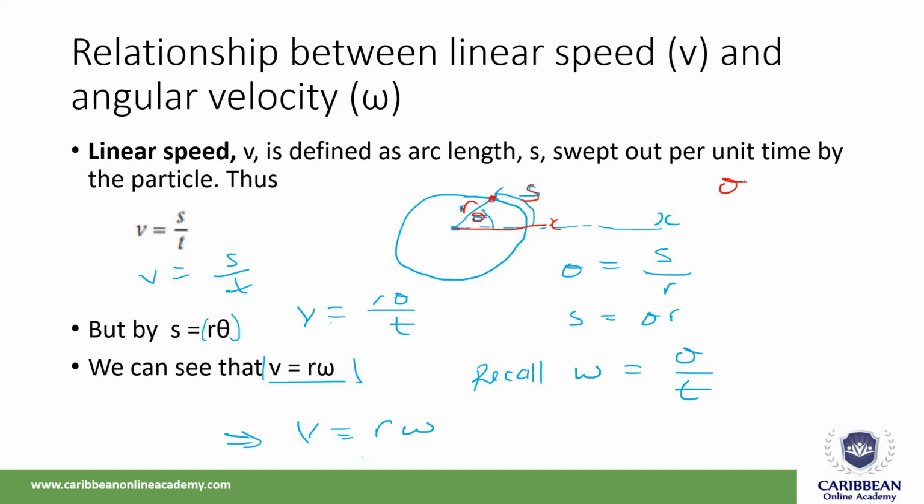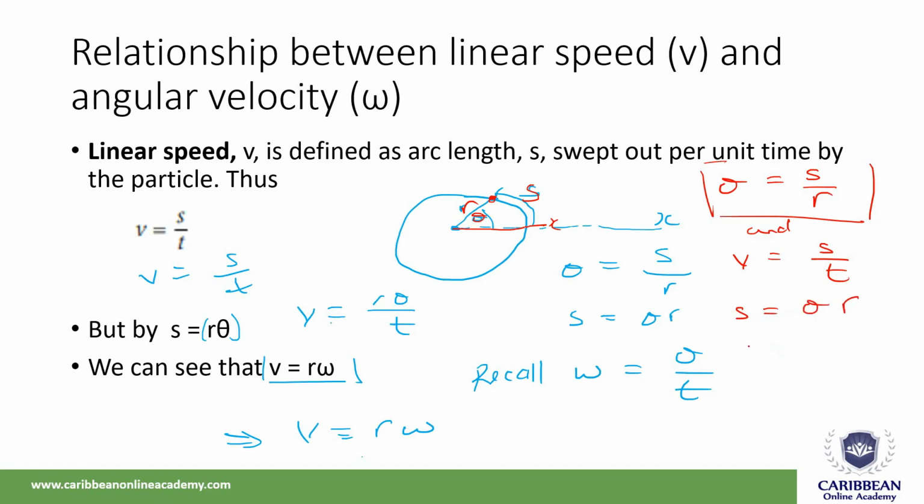So we know that our angular displacement is equal to the arc length divided by R. Since we know all of this, and we know that the linear speed is equal to the arc length divided by the time, we can make a substitution. We can make S, which is the arc length in this equation, the subject. So if we were to do that, you would end up with S equal to angular displacement times R.